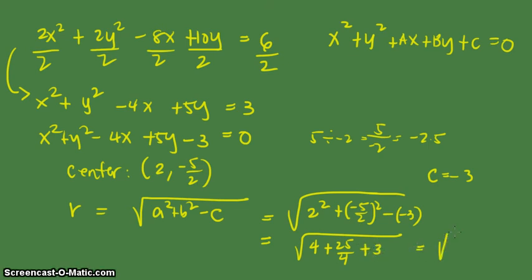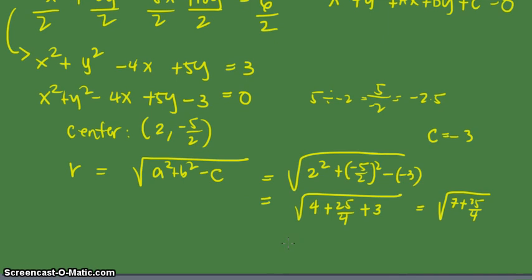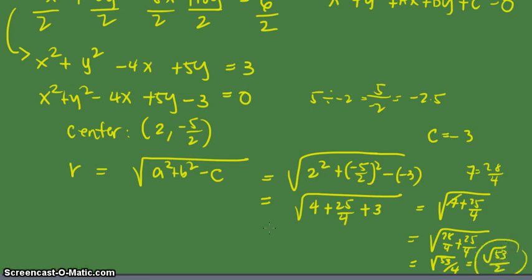So this is the square root of 7 plus 25 over 4. Let's just add the fractions properly. 7 is equal to 28 over 4, remember? So we have 28 over 4 plus 25 over 4, then we get the square root of 53 over 4, which is equivalent to the square root of 53 over 2. So the radius is equal to the square root of 53 over 2.